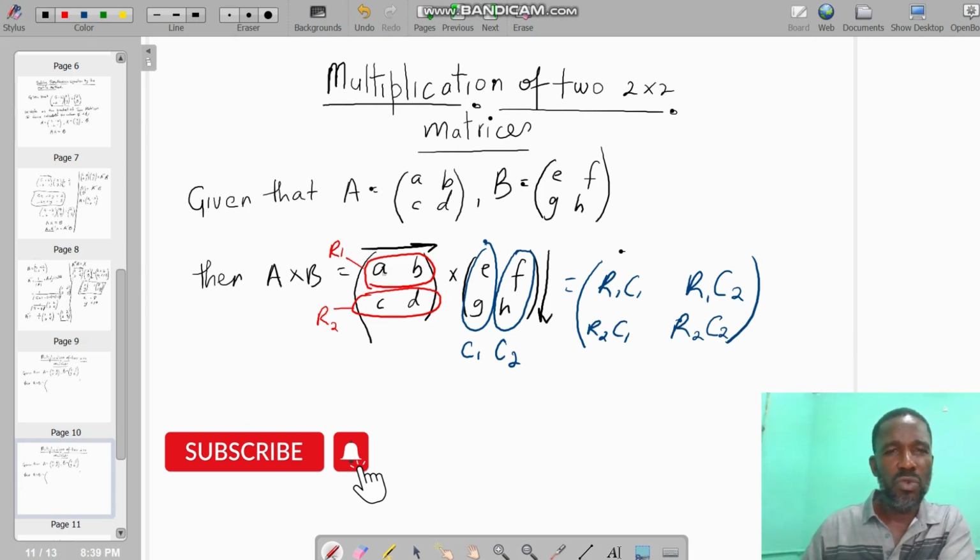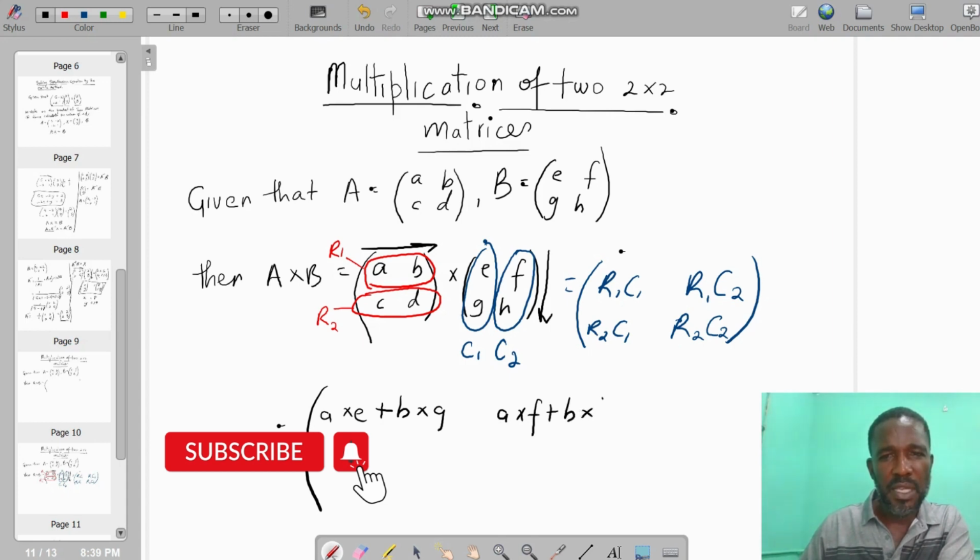So the first element is row 1 column 1. What will that look like? It's going to be A times E plus B times G. That's the first element. The second element, still dealing with row 1 column 2, must be A times F plus B times H.